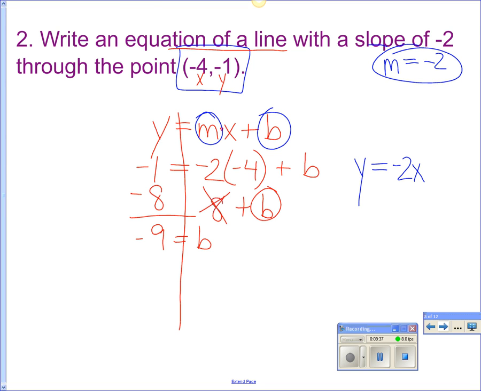And you can put a plus, but I would prefer for you to put -9 instead of plus a negative. I'm not going to count it wrong, but I prefer it written like that, -9. So you put a number in that spot, and you put a number in that spot for your final answer. y equals negative 2x minus 9.